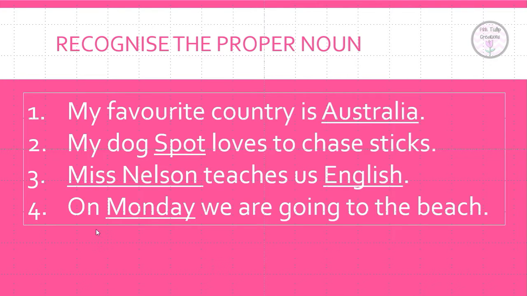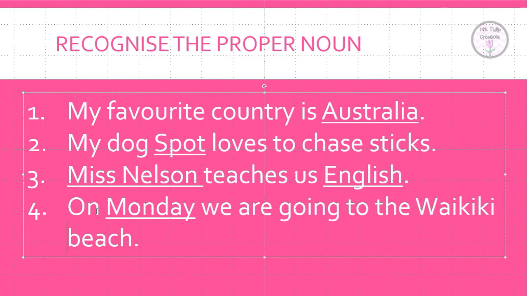If I said on Monday we are going to Waikiki Beach, I would need a capital letter for Waikiki and Beach because that is its name. It's very specific and it's much more special. But because I just said on Monday we are going to the beach, I don't need a capital letter. I haven't given you the name of the beach, so it is not a proper noun. It is quite general and it's not very special. Okay, so let's move on.